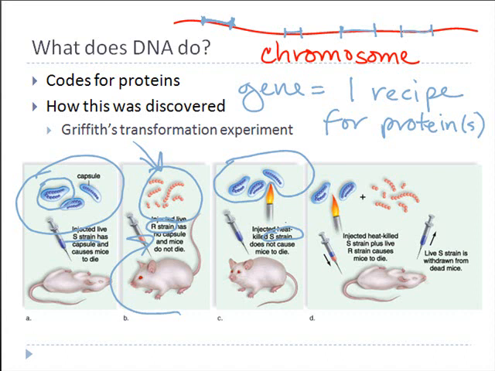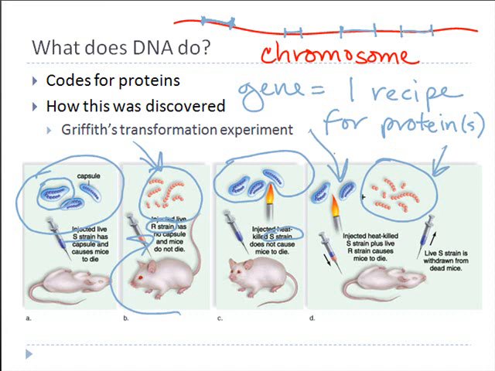But just to be sure, he then took some of the R strain, and remember the R strain bacterium did not make a capsule, and did not have the DNA for making a capsule, and he injected both the R strain bacteria and some of the heat-treated deadly S strain. And what he found was when he injected those both together, the mouse died.